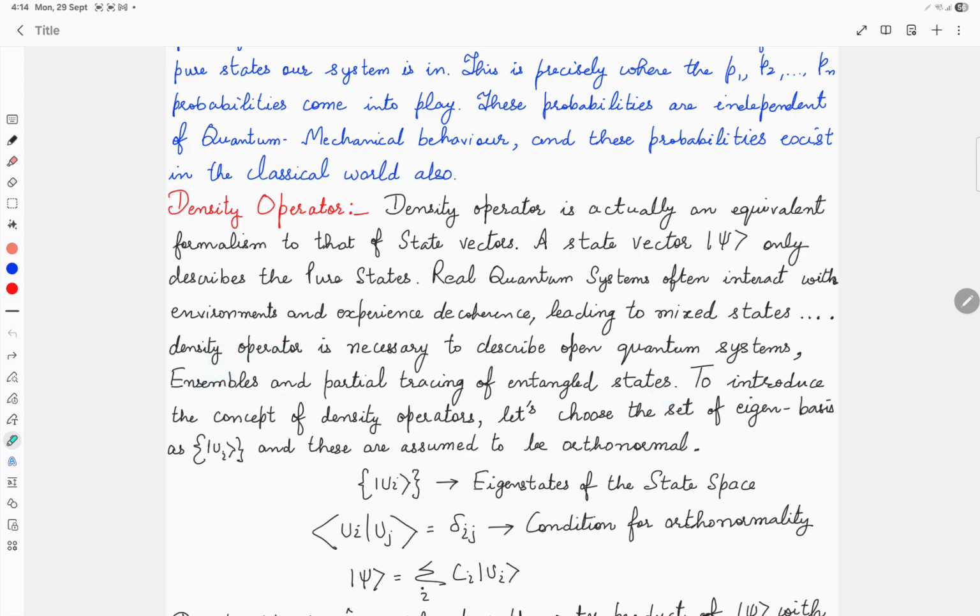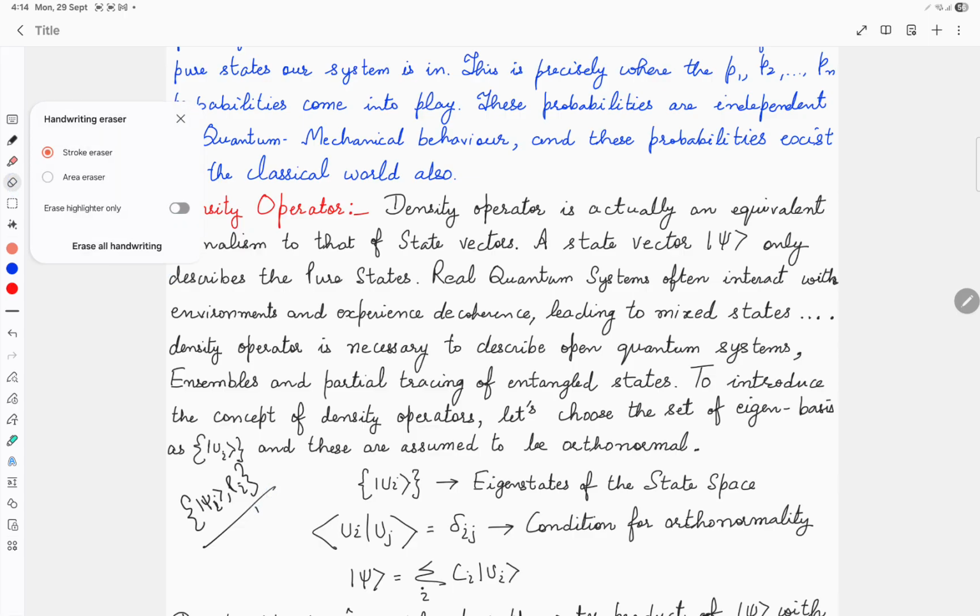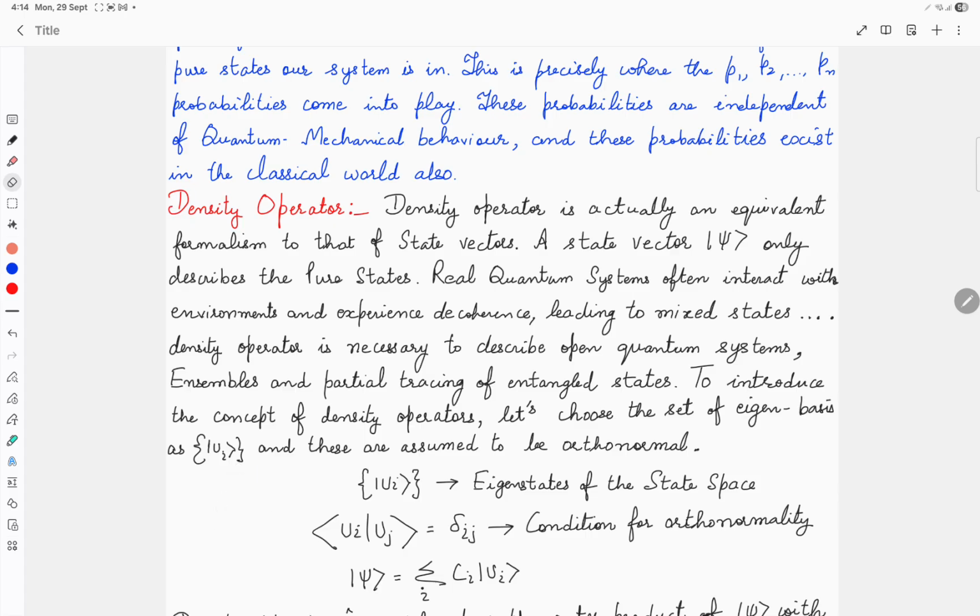An ensemble is basically where the system can be in any of these states with certain probability. So how do I define the ensemble? The ensemble will be a set where the system can be in state ket psi i with the probability pi. So this will be termed as the ensemble, where the system will be in one of the ket psi states with certain probability.